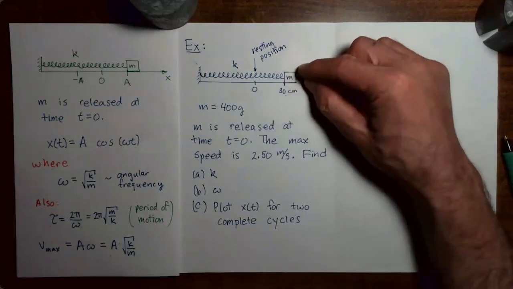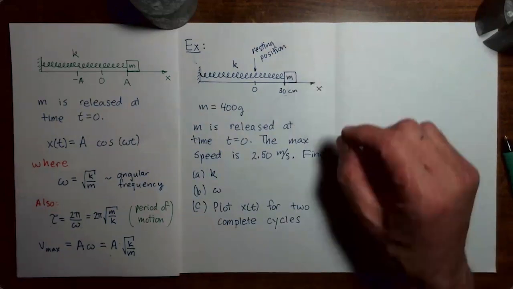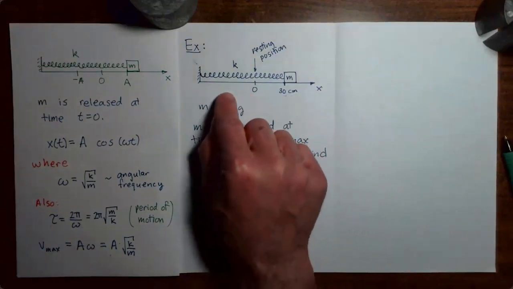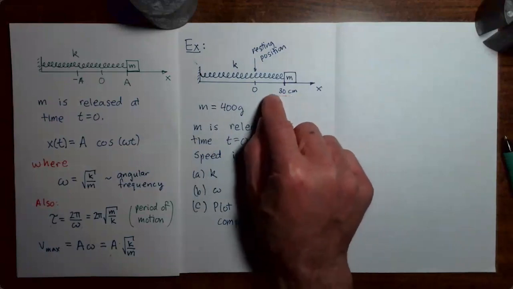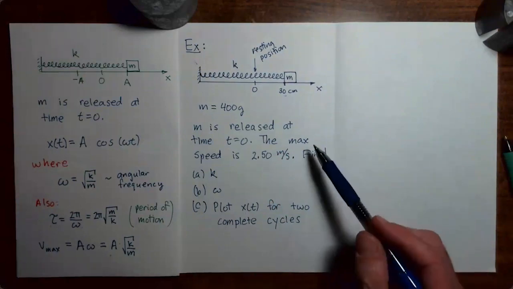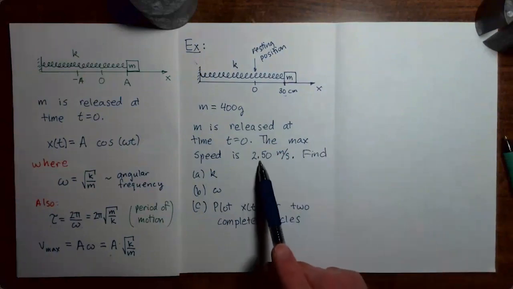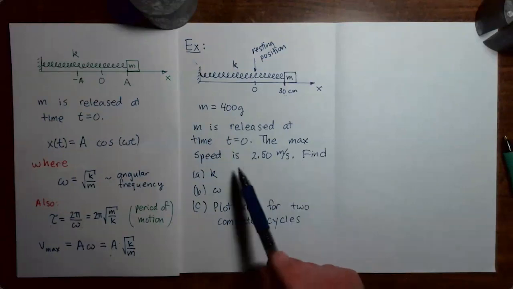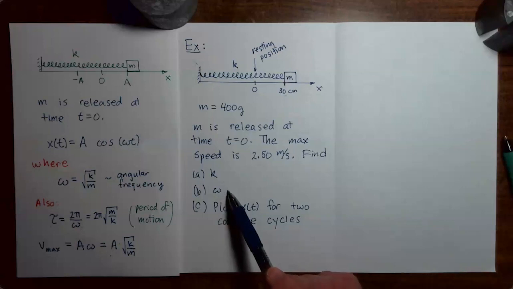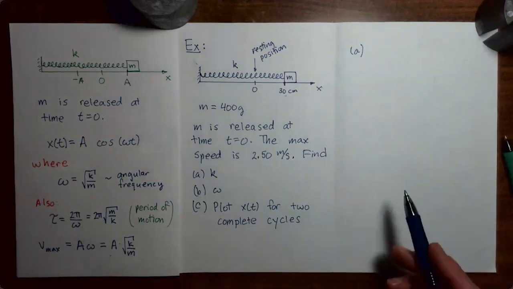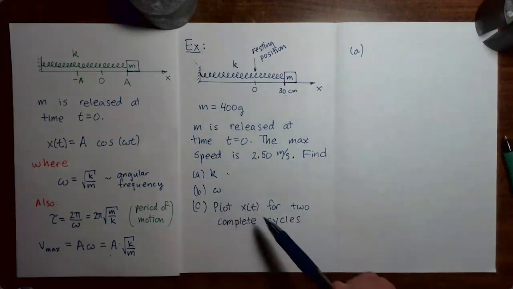At time t equals 0, we're going to release the mass, at which point the mass is going to begin oscillating between plus 30 centimeters, minus 30 centimeters, plus 30 centimeters, minus 30 centimeters, and so forth. We are given that the maximum speed of the mass is 2.50 meters per second. So we would like to find the spring constant, the angular frequency, and we want to plot the position as a function of time for 2 complete cycles of the motion. Let's do part A, where we find the spring constant.